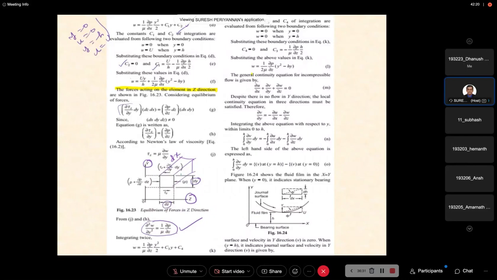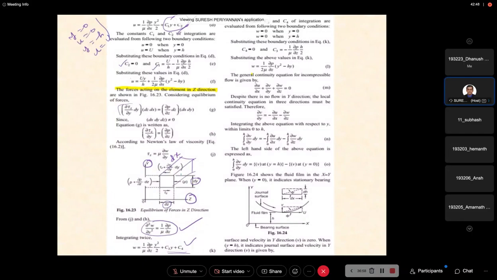Now this is also a second order differential equation, again integrated twice. Then w is equal to 1 by mu dou p by dou z into y squared by 2 plus c3 y plus c4, because earlier I used c1 and c2, so that confusion should not happen. Hence here I used different constant notation, c3 and c4. Now you apply the boundary condition.